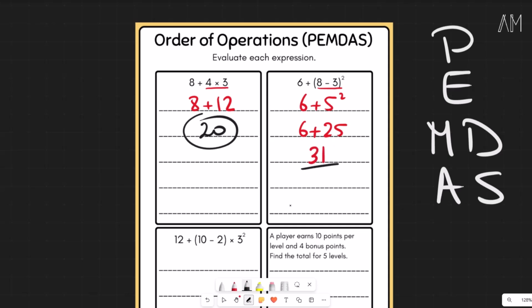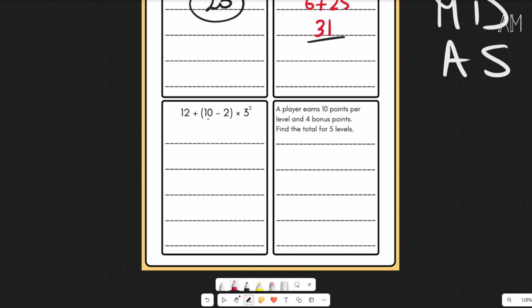There we go. Moving on, I have here the parentheses to be solved first. So I have 10 minus 2, which is 8, so it will be 12 plus 8 times 3 to the power of 2. Now, here I have addition, multiplication, and exponent. Of course, I'm going to do the exponent first. So it will become 12 plus 8 times 9, since 3 to the power of 2 is 9. And since here I have multiplication, which is higher than the addition and subtraction, 8 times 9, that gives me 72. And don't forget to write everything else the same. And finally, I have addition. 12 plus 72 gives me 84. And that's how we do it.